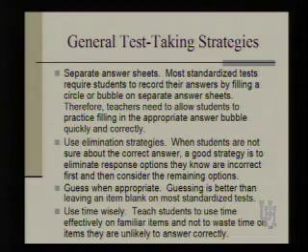Another thing is separate answer sheets. Most standardized tests require students to record their answers by filling or bubbling in. We've talked about that earlier. But we can allow students to practice these things over and over and over so they're doing them right.